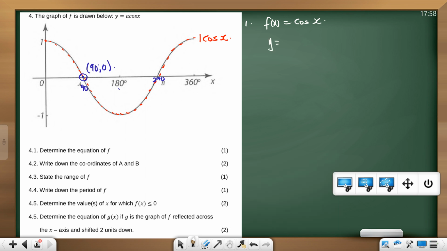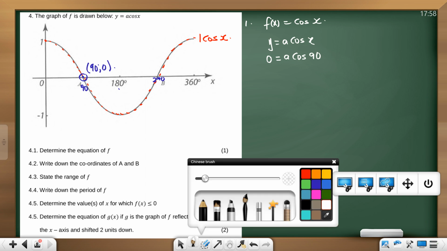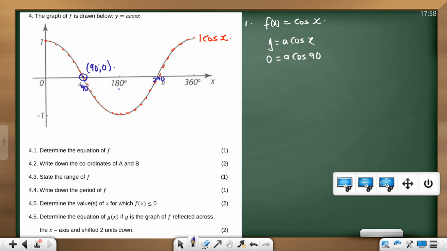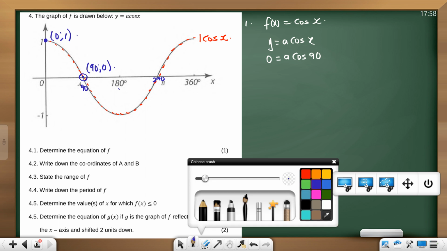So y is equal to a cos x. What is my y value? Because it's an x-intercept, 0. A cos what? Will this help me? No, this would give me 0. Watch this, this is actually interesting. This is not going to work. You do a bit of trial and error. What about this part? The x value is 0 and the y value is 1. I think that would work better.